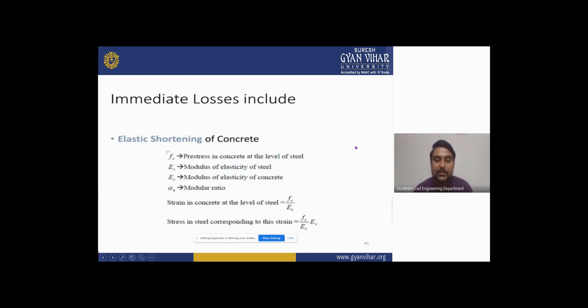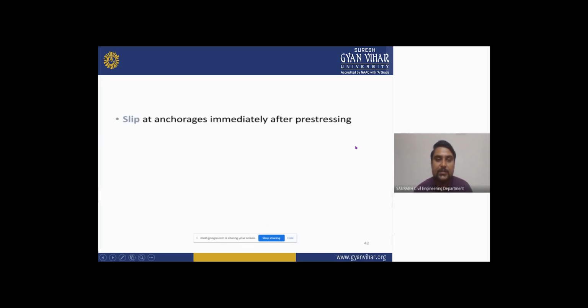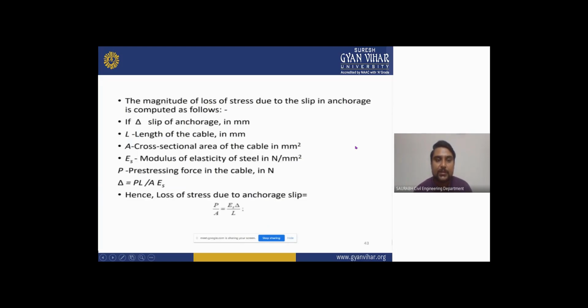Strain in concrete at the level of steel will be fc upon Ec. Stress in the steel corresponding to the strain will be equal to fc upon Ec into Es. Slip at the anchorage immediately after pre-stressing: the magnitude of loss of pre-stress due to slip in anchorage is computed as follows.